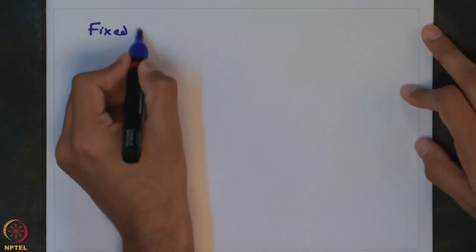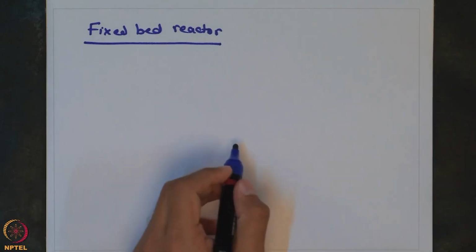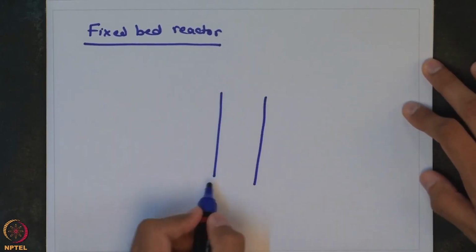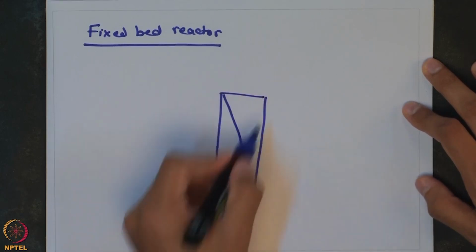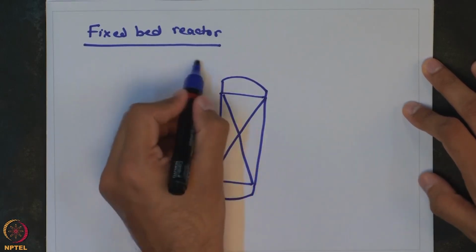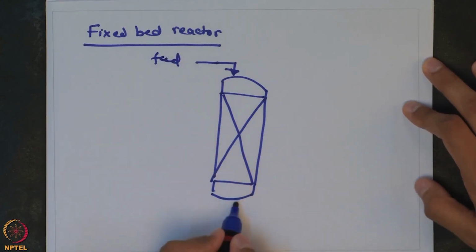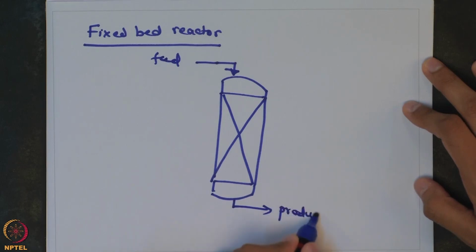So the very commonly used place where auctioneering control finds its use is a distributed system, for example a PFR or a plug flow reactor or a fixed bed reactor. So let us say we have a fixed bed reactor where a gas phase reaction is taking place. You have all the catalyst packing here, and the raw material enters here. The reaction takes place over the length of the reactor, and finally you get the product stream out.